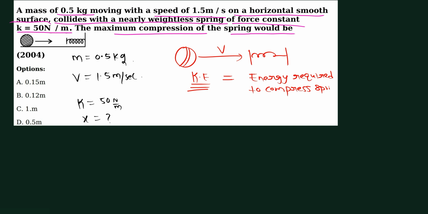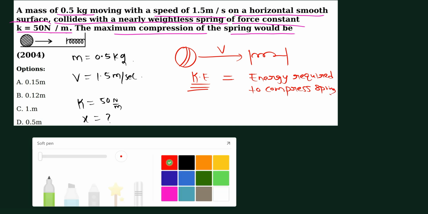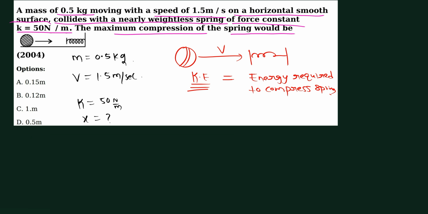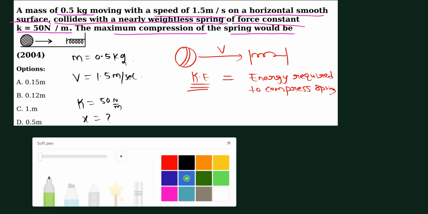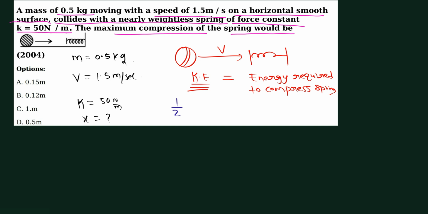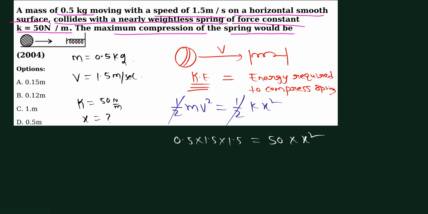Okay, already you know that. What is kinetic energy? Kinetic energy formula, please, everyone. Half mv square. Very nice. So I am writing here: kinetic energy formula is half mv square. Energy required to compress the spring, we have the formula half kx square. Very good. Both sides half gets cancelled. What is the mass value we have here? 0.5 kg, and the velocity value is 1.5 into 1.5, and k value is 50 into x square.